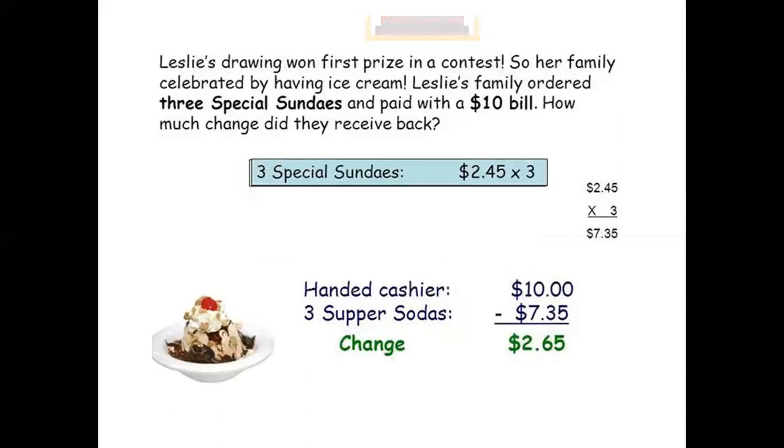One more example. Leslie won first prize in a contest, so her family celebrated by having ice cream. Leslie's family ordered three special sundaes and paid with a $10 bill. How much change did they receive back? So three special sundaes cost rupees 2.45 multiplied by 3, that is 7.35. And the cashier has the bill of $10. So three special sundaes are 7.35. So the amount they have returned is 2.65.